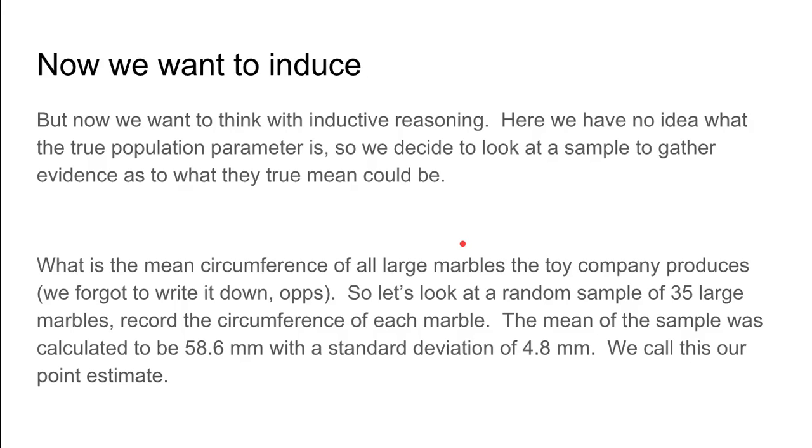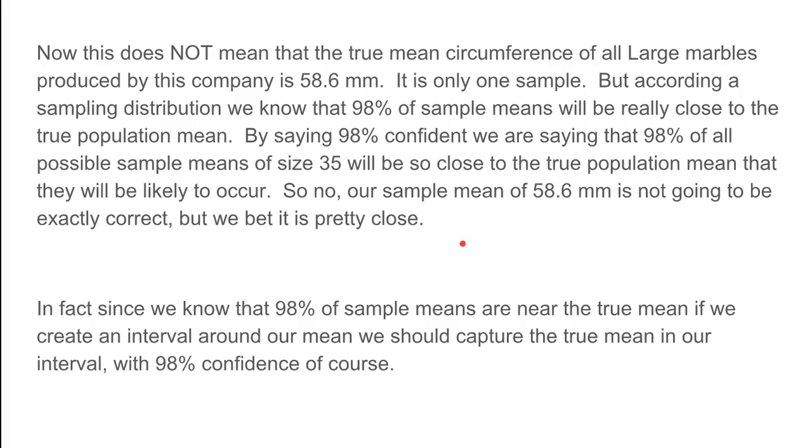Let's get the mean of our sample, which we did. We calculated the mean to be 58.6 millimeters, and we calculated the standard deviation of our sample to be 4.8 millimeters. Now that's an x̄. That's not a μ. This is an x̄. That's the mean of our sample, and the standard deviation is an s, not a σ. It's just the standard deviation of our sample. We call this our point estimate. 58.6 is just our sample mean, our point estimate, our estimate of what the true value could be.